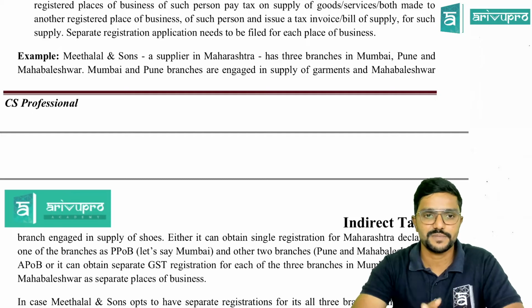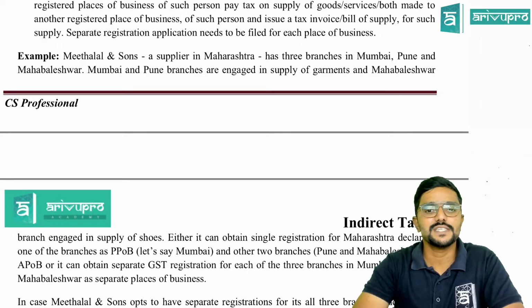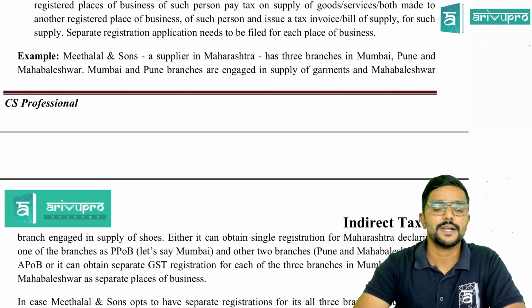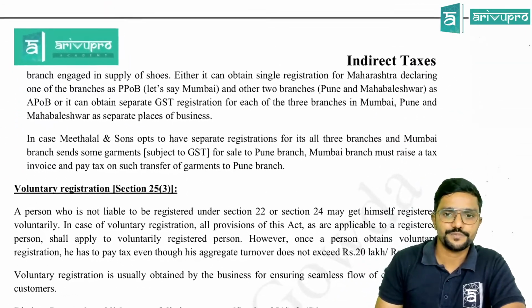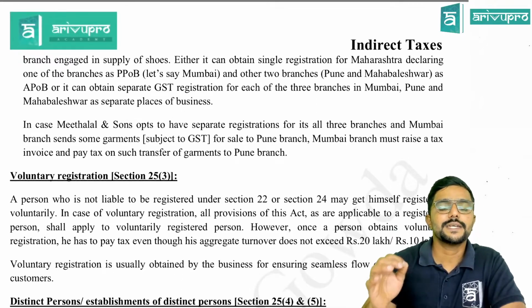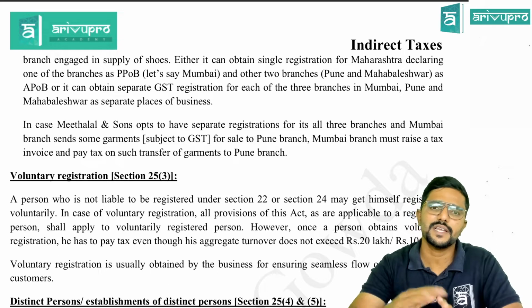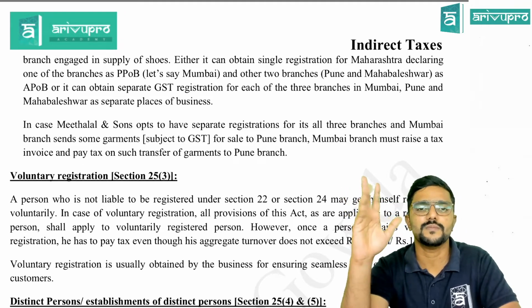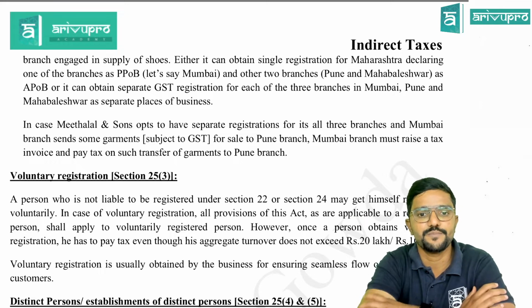all within the same state, Maharashtra. Mumbai and Pune branches are engaged in supply of garments and Mahabaleshwar branch is engaged in supply of shoes. Either it can obtain single registration for Maharashtra, that is for all the 3 branches. Sir, they are doing 2 different businesses. No problem. There are 2 business verticals. Still, you can take single registration only.